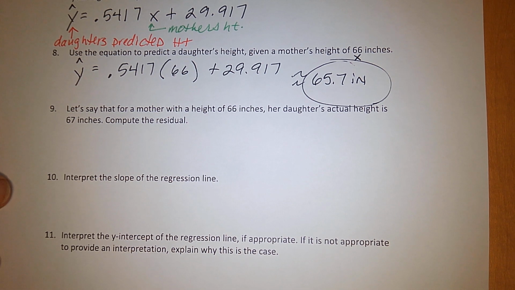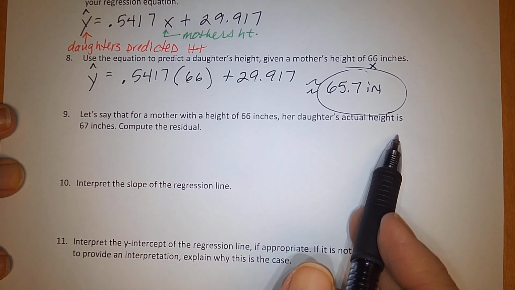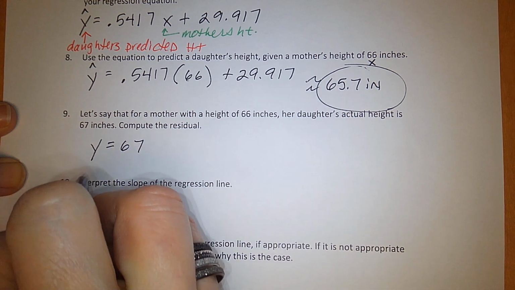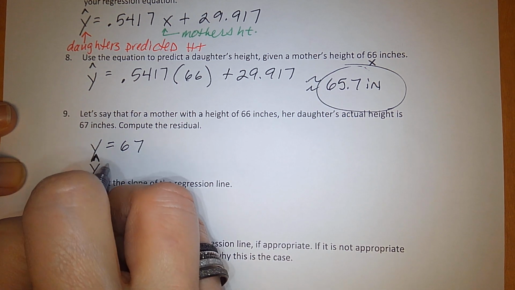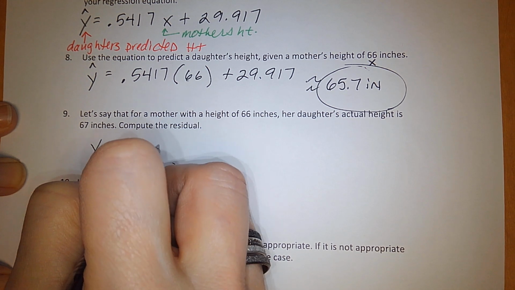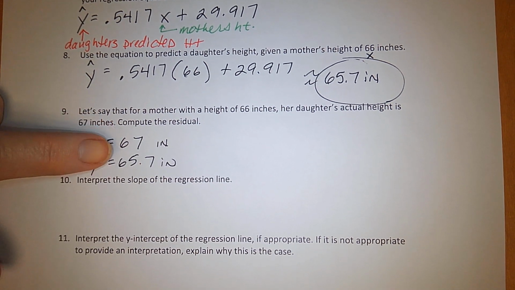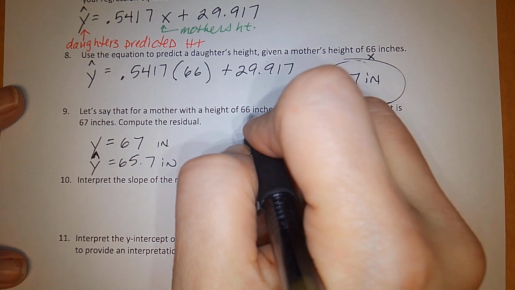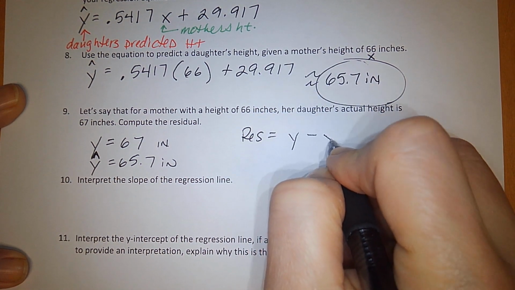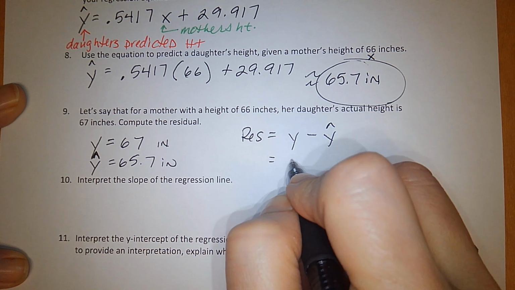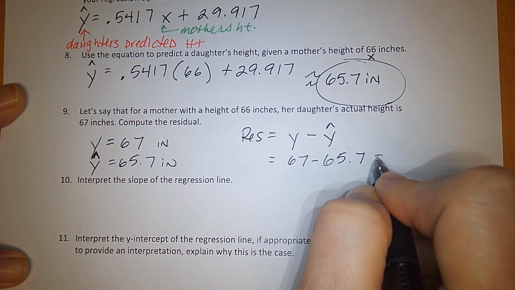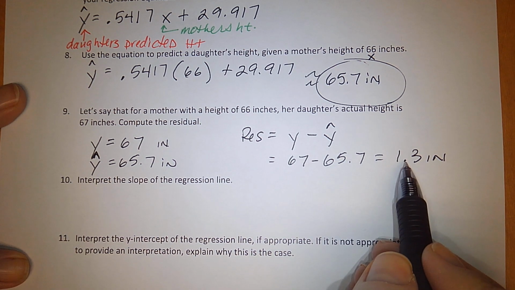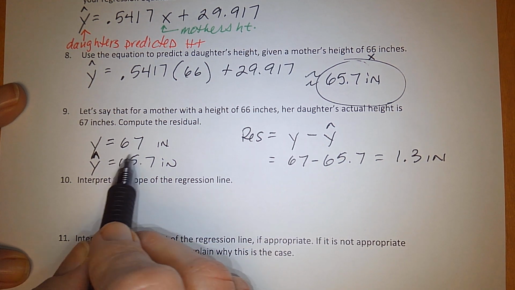Let's say for a mother with a height of 66 inches, her daughter's actual height is 67 inches. So the daughter's actual height is 67, but as we set up here, remember her predicted height with the y hat was only 65.7. So she's actually taller than what was predicted. It says compute the residual. Now remember, by definition, residual is equal to actual minus predicted. So in this case, residual is going to be 67 minus 65.7, which is 1.3 inches. And it is positive because she is above average.